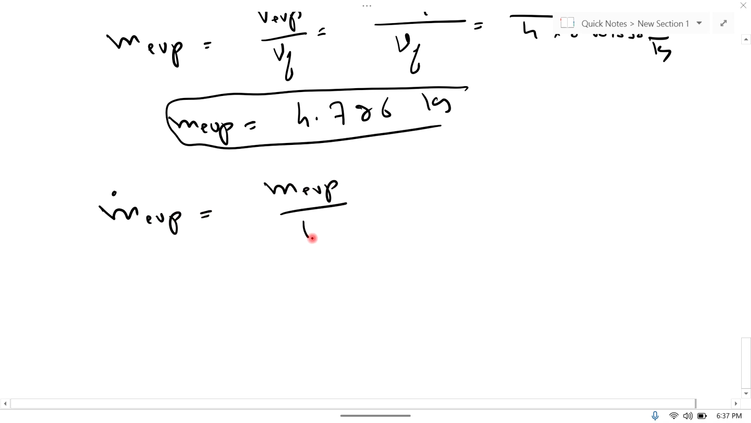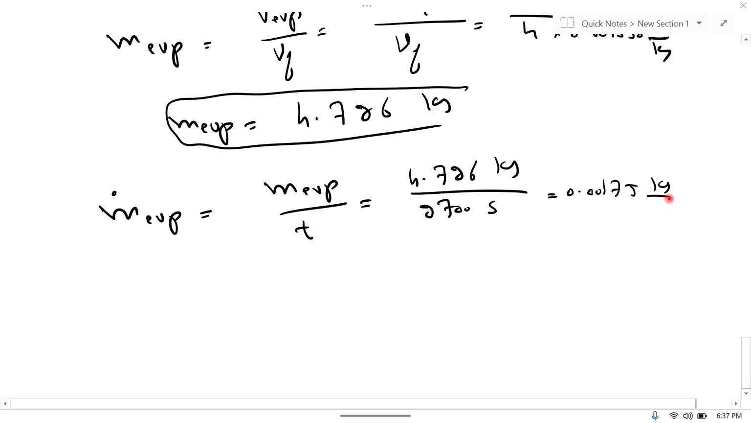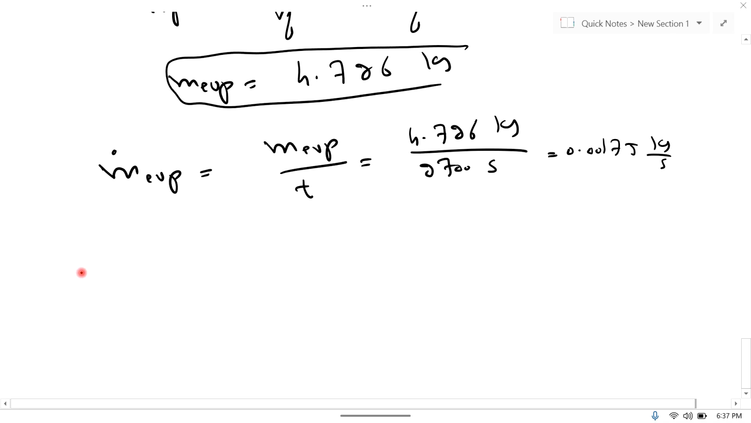Now rate of mass of evaporation, m dot of evaporation, so divide it by time, and time is given to us. So mass of evaporation is 4.726 kilogram, time is 45 minutes, which is equal to 2700 seconds. So rate of mass of evaporation is 0.00175 kilogram per second. Now required value is rate of heat transfer.